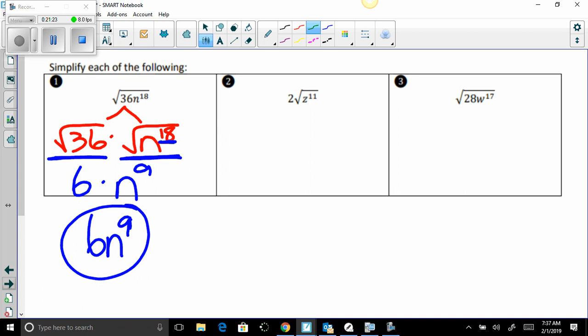Let's go to the next one. Notice I have a number in front of my radical sign. Leave that. Underneath my radical sign, I only have a variable. So let's ask ourselves, is this a perfect square variable?